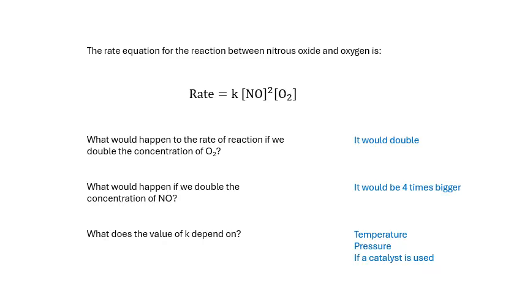What would happen if we double the concentration of the nitrous oxide? Well, it would be 4 times bigger. Why? Because that is a second order. Yes, it's NO to the power of 2. And that means if we double the concentration of nitrous oxide, then the rate would be 4 times bigger.